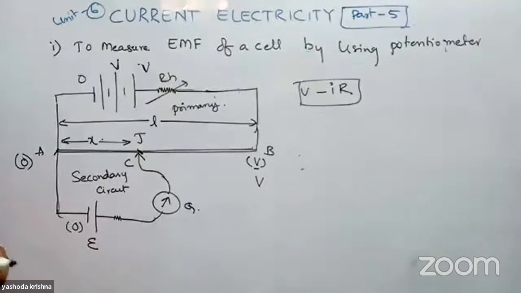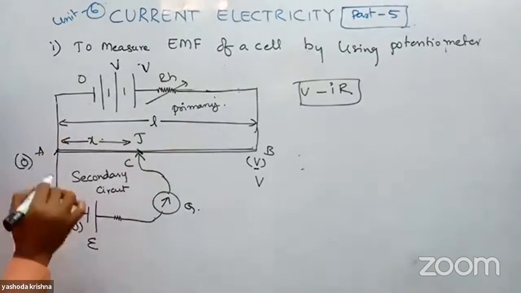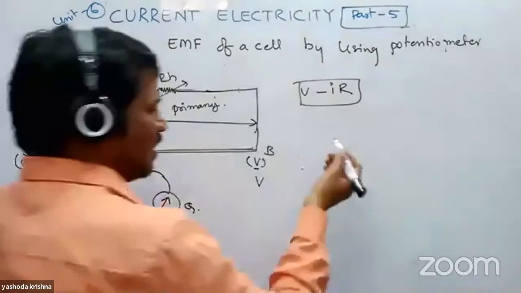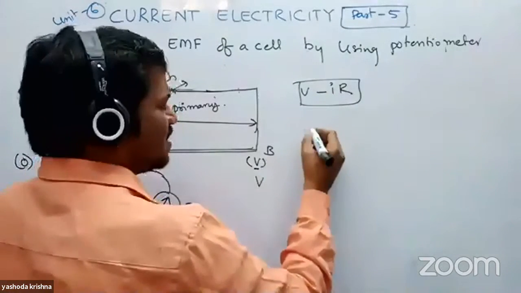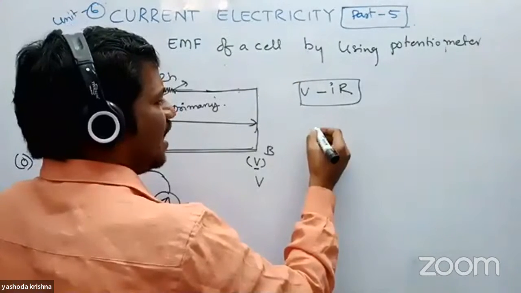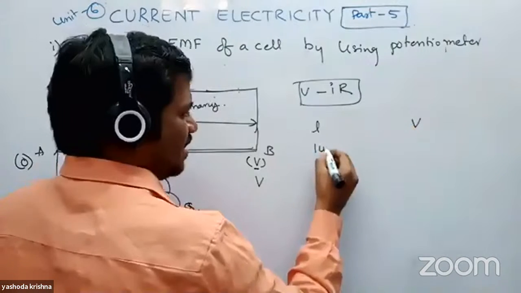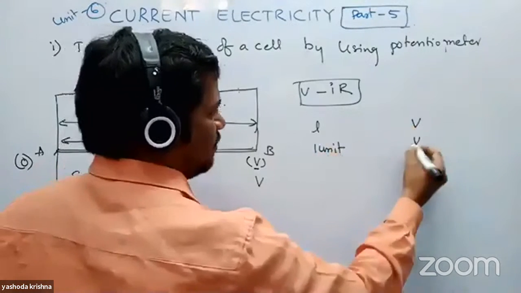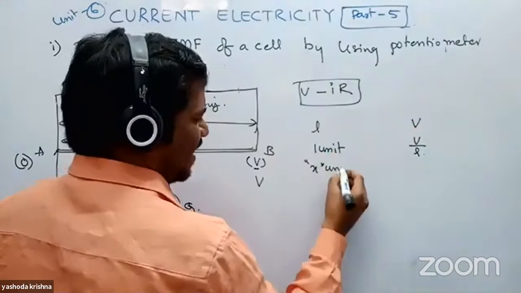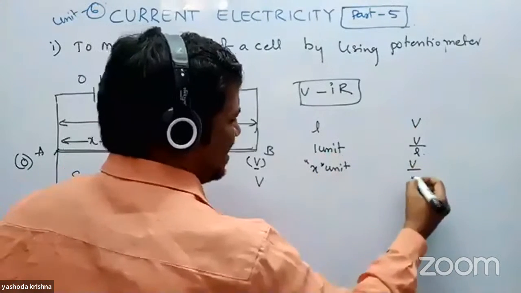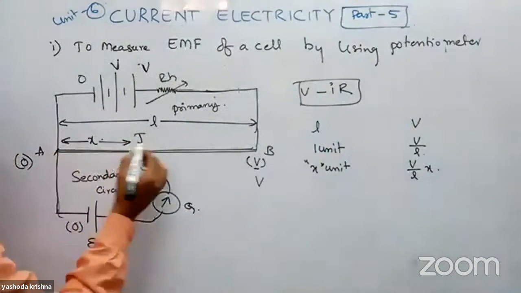Potential difference is the same. How much is the potential difference from point to point? Last class, I thought. The total length is L and the potential difference is V. For unit length, it is V by L. For x units, it is V by L into x. This is the potential difference from point to point.